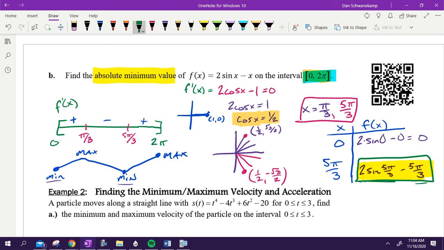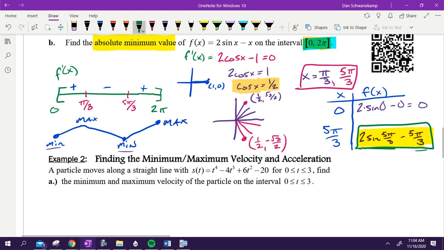Don't be concerned that that problem was weird, okay? You can do the math. That's what I wanted more than anything else. We found the critical points. We found the end points. We made a chart. That's what we did. Questions on B?